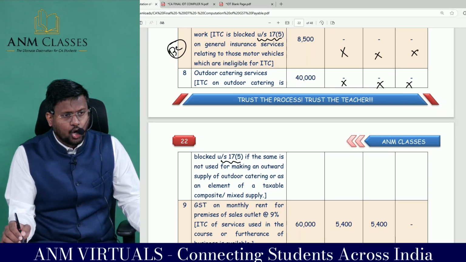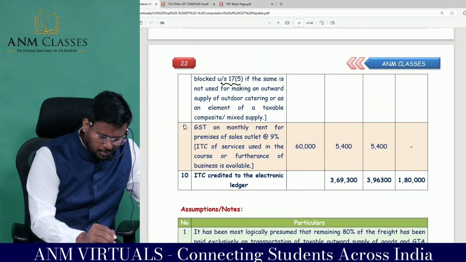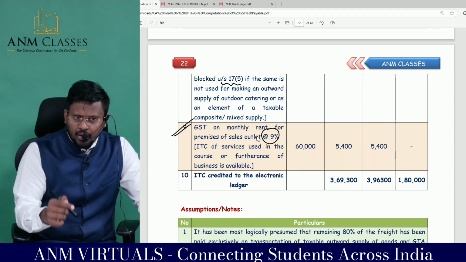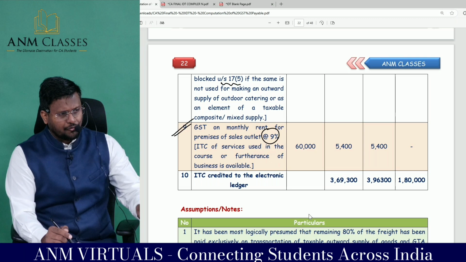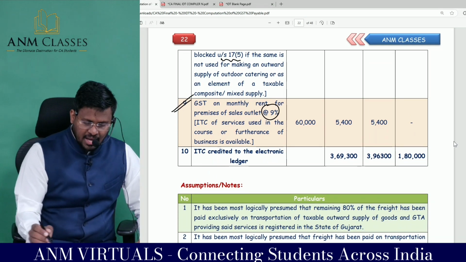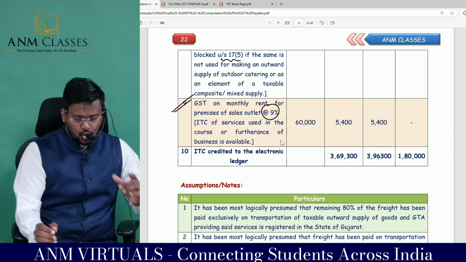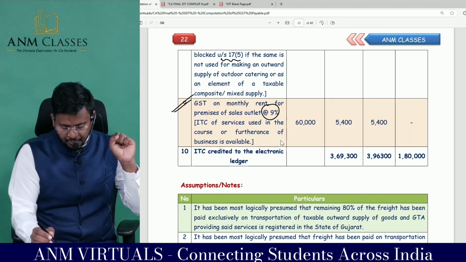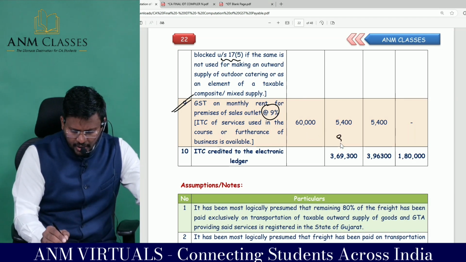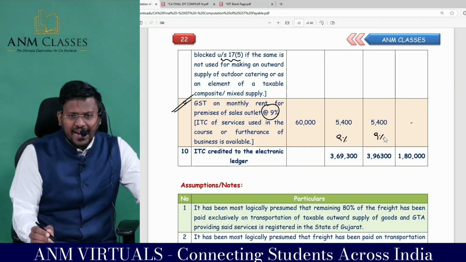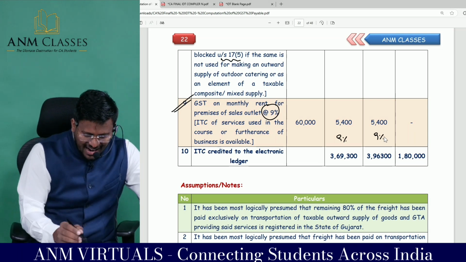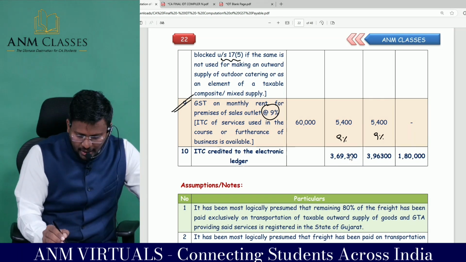GST on monthly rent of premises or sales outlet at 9%. This is FCM, not RCM. Since it has been used for the course or furtherance of business, you can take it as what? ITC. ITC of service used in the course or furtherance of business is available. So my dear lovable students, sir, 60,000 into 9% comes to 5,400 and 9% comes to 5,400. So that is eligible. So this is the ITC credit to be credited to the electronic credit ledger.